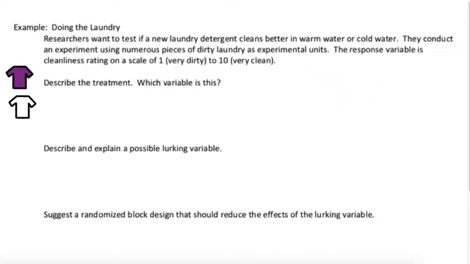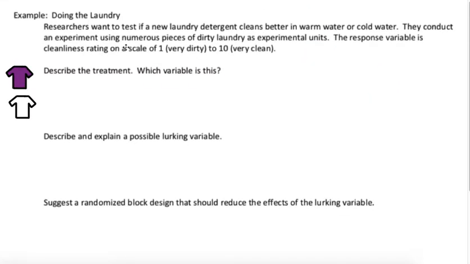So let's do an example. See if we can clarify this. It says, researchers want to test if a new laundry detergent cleans better in warm or cold water. They conduct an experiment using numerous pieces of dirty laundry as an experimental unit. The response variable is the cleanliness rating on a scale of 1, still very dirty, up to 10, which is very clean. So what is the treatment and which variable is this?